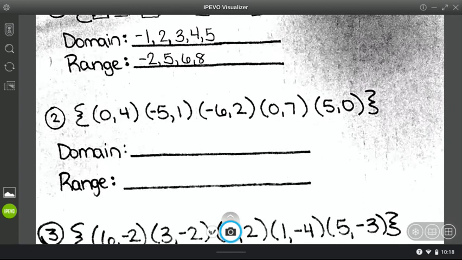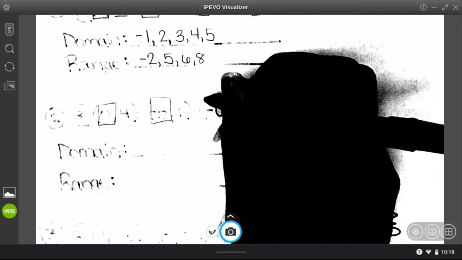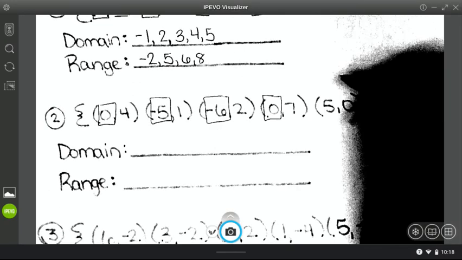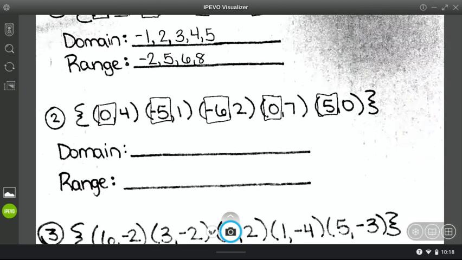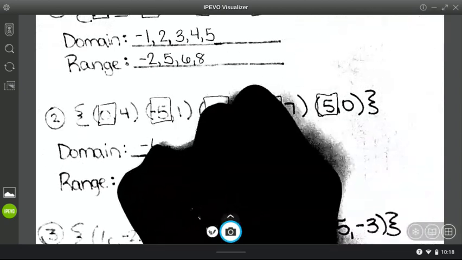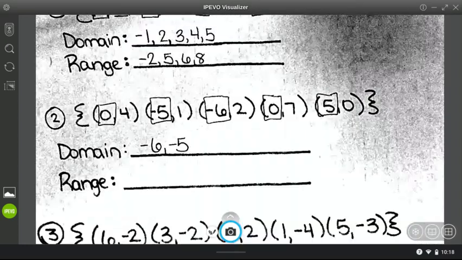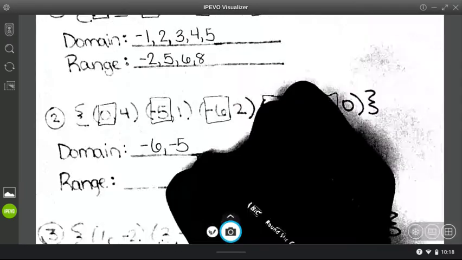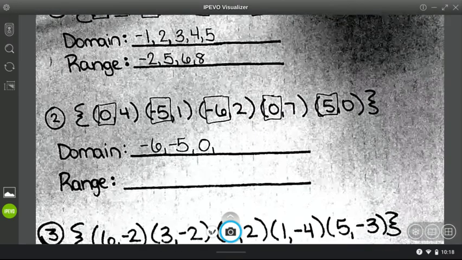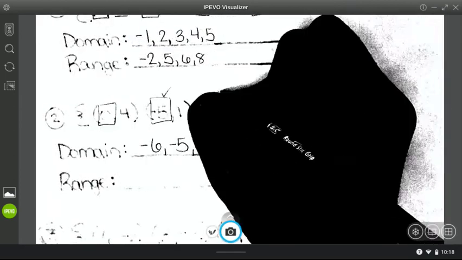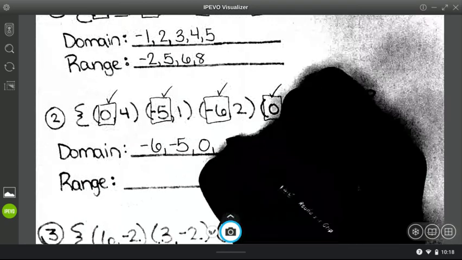All right, so for domain, we are looking at the first point. So we've got a 0, a -5, a -6, a 0, and a 5. All right, what's the smallest number? -6. Then what? -5. All right, do I list both zeros? Nope, just list it once. So we've taken care of -5, -6, and the zeros. What's left? A 5.